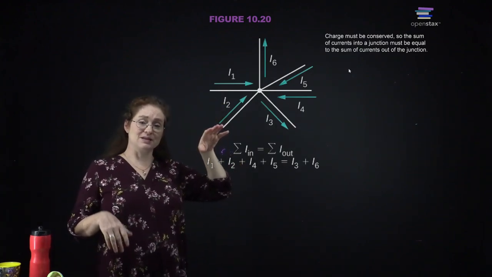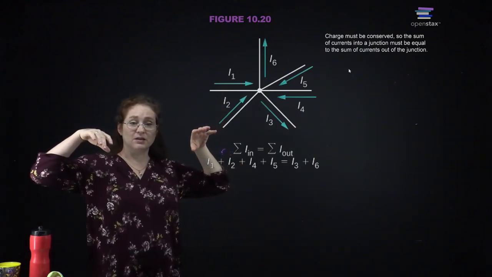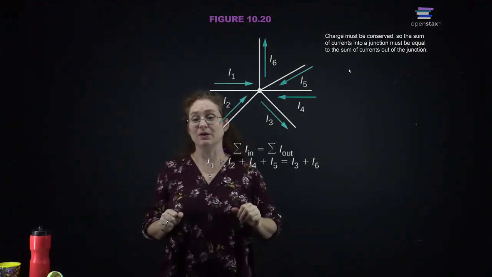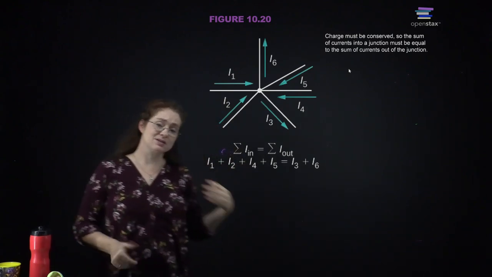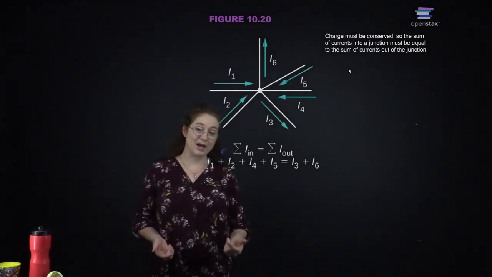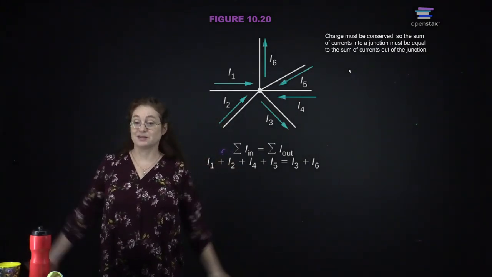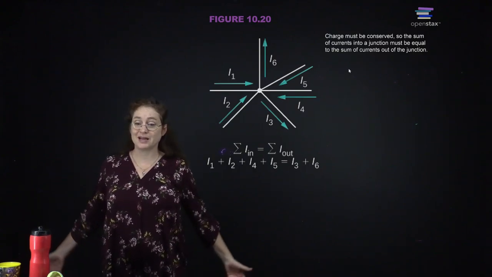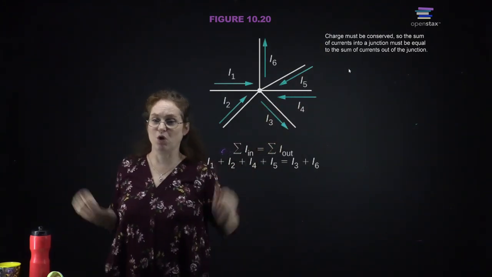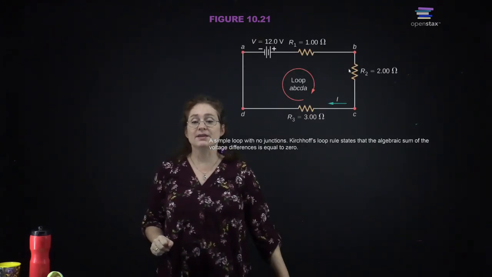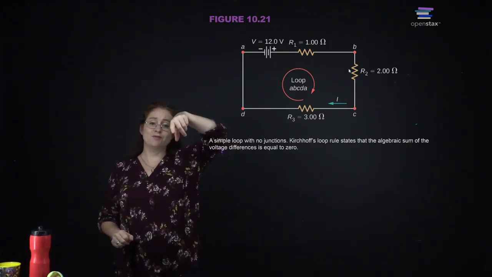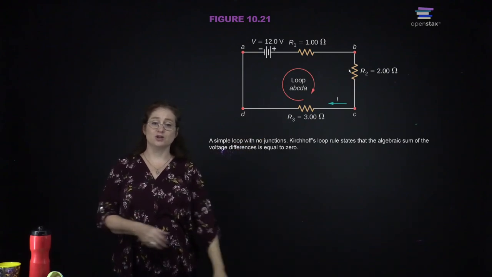Okay, so what this says is the sum of the currents into the junction has to equal the sum of the currents out of the junction. Again, it is helpful to go back to our analogy of water flowing through pipes: if you are in an equilibrium state, the amount of water flowing in has to equal the amount of water flowing out.